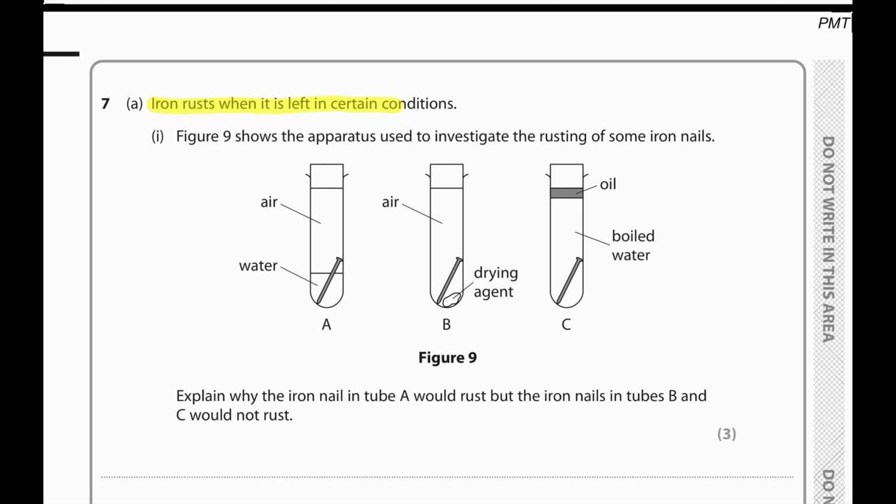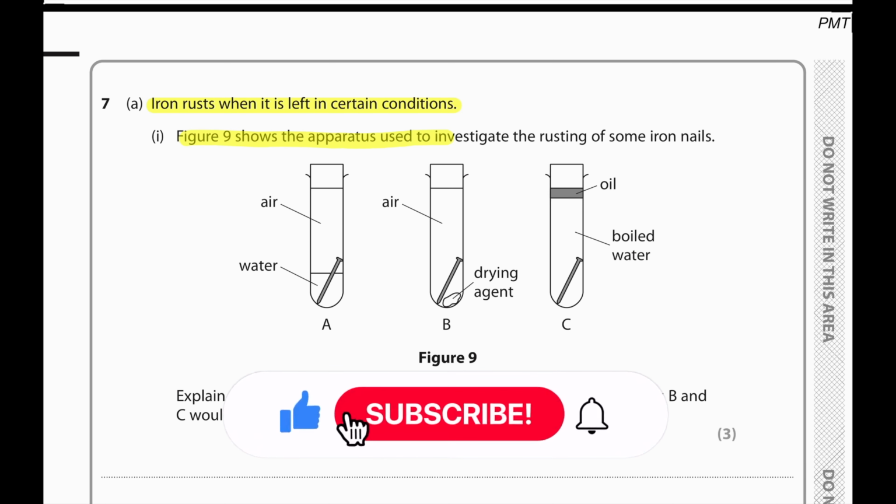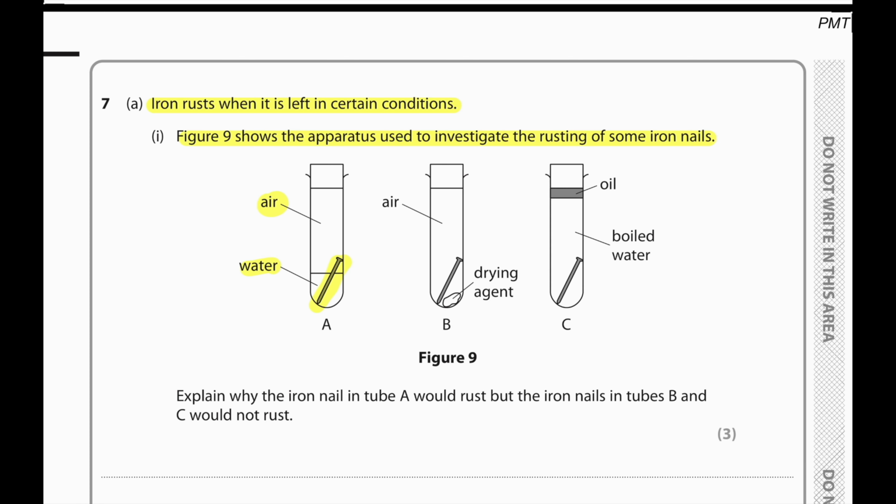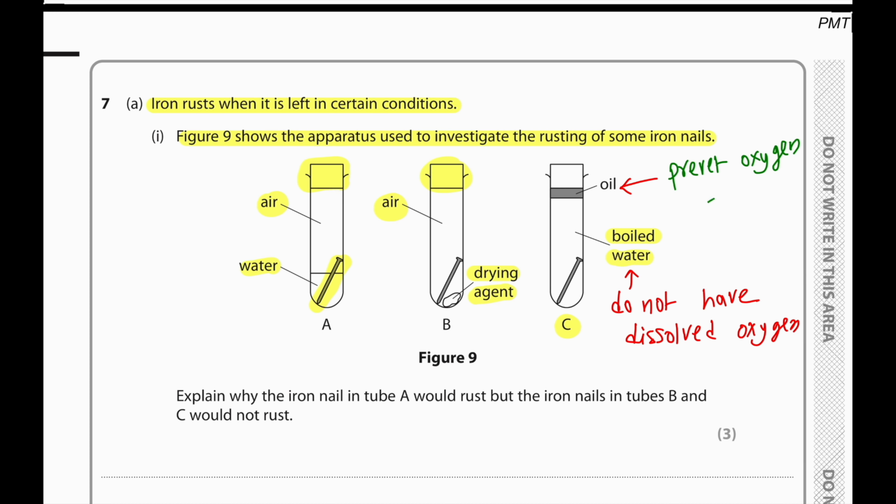Iron rusts when it is left in certain conditions. Figure 9 shows the apparatus used to investigate the rusting of some iron nails. We can see air and water sealed in tube A. The iron nail is exposed to both air and water. The iron nail in tube B is exposed to a drying agent which is taking away the moisture from the air, and the tube is sealed. The tube is sealed in the first case as well. In C, we can see the iron nail is dipped in boiled water. Boiled water does not have any dissolved oxygen, and there is an oil layer to prevent oxygen entering, and it is also sealed. In the case of the drying agent, moisture is removed, so water is removed by the drying agent. Even though air is present, oxygen is present.